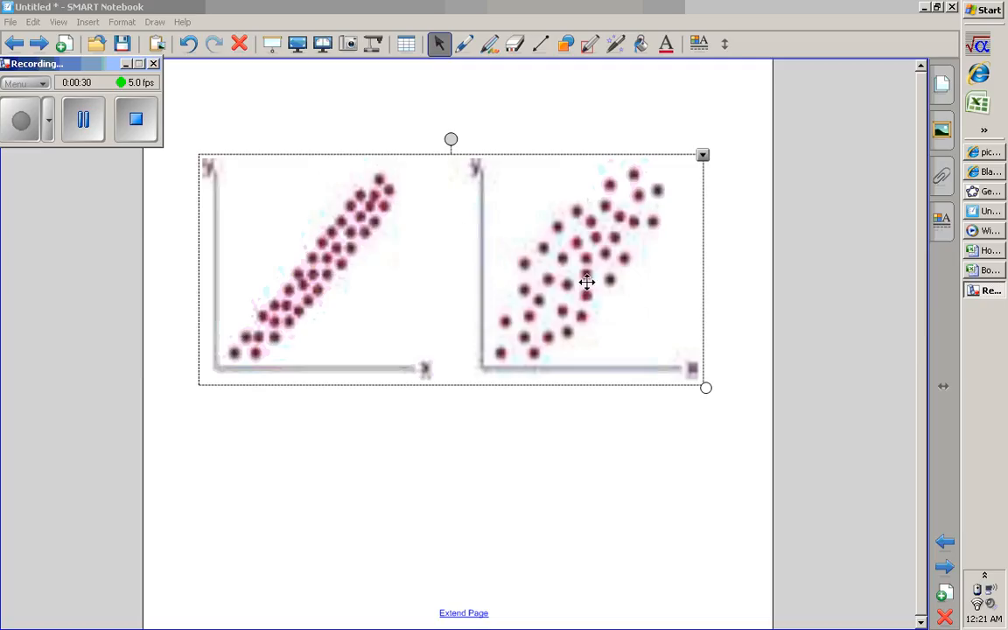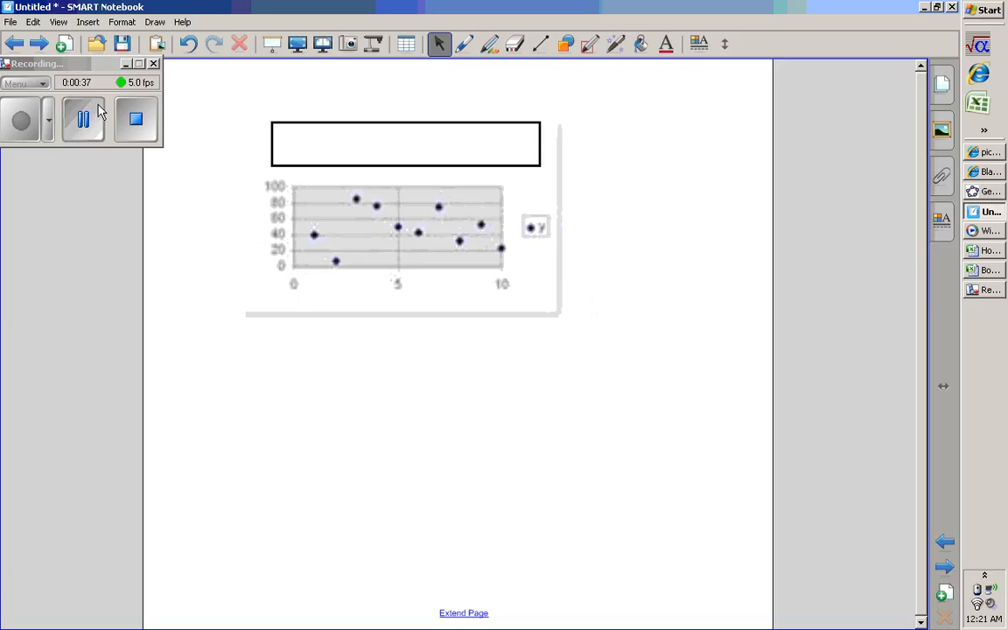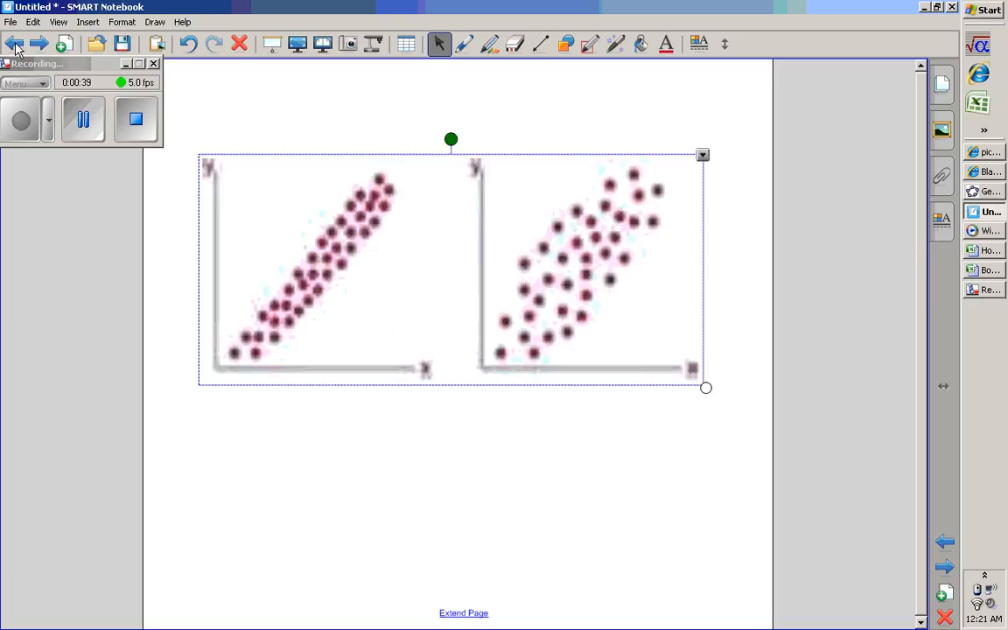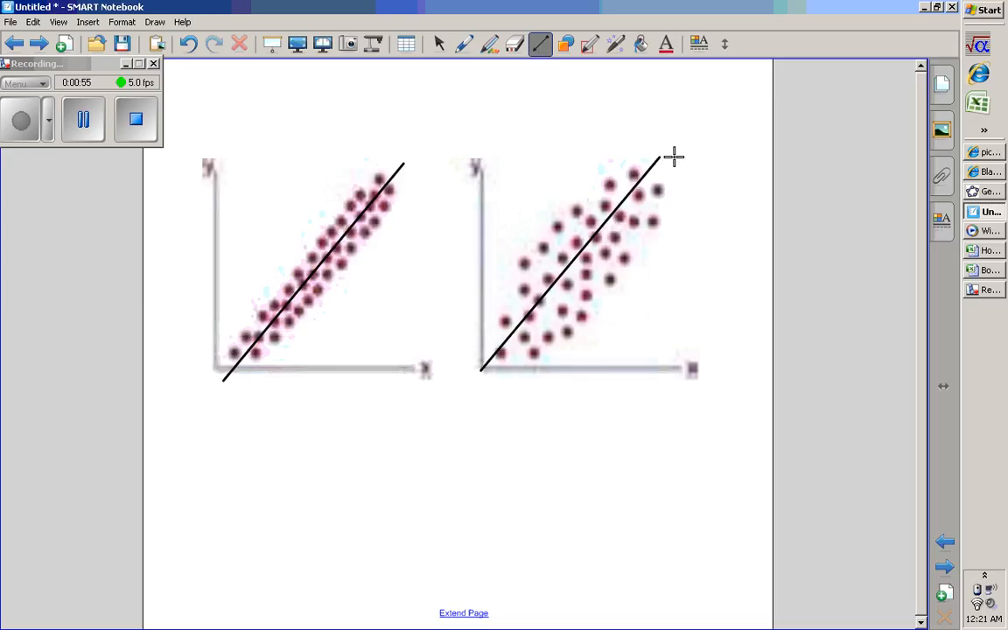Scatter plots are graphs that have a bunch of points on them to represent data. Here are two scatter plots. And here is a scatter plot. Well, what are these scatter plots? These scatter plots describe information that has positive correlation, because if I would draw a line through them, my line would have positive slope.